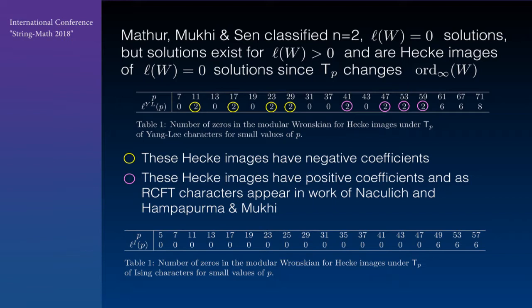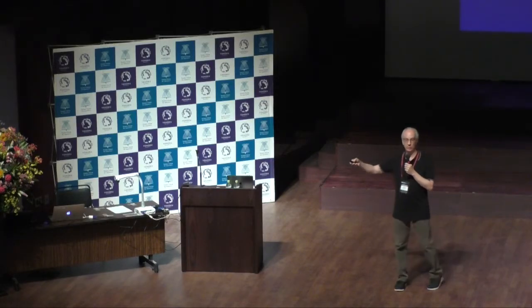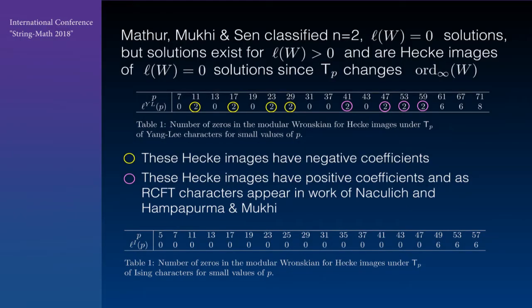So you can explain not only the relationships between the solutions found by Mathur, Mukhi, and Sen, you can explain relationships to solutions found in later work where they studied different second-order modular linear differential equations where the coefficient functions had poles corresponding to zeros in the modular Wronskian.